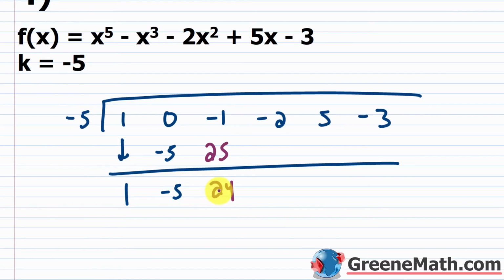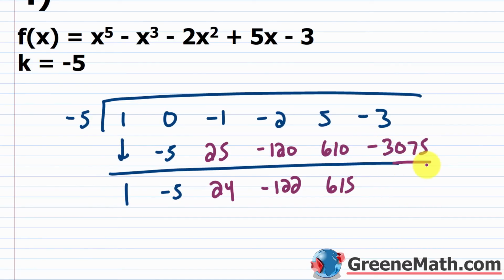So -5 times 24, that's going to be -120. -2 plus -120, that's going to be -122. -5 times -122, that's going to be 610. 5 plus 610 is 615. So then -5 times 615 is going to be -3075. So if you do -3 plus -3075, you're going to get -3078. So this is going to be a lower bound.